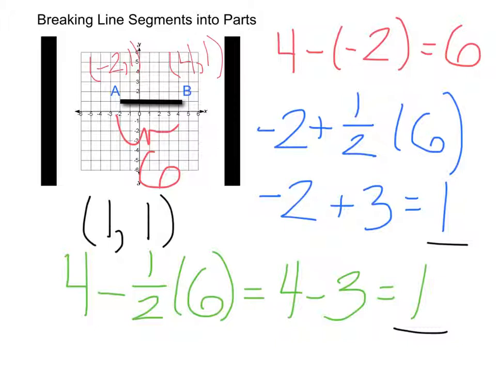But this problem is simple for two reasons. First of all, we have a horizontal line. It's only going left and right, it's not going up and down at all. Secondly, we were talking about the midpoint, the point that's halfway between A and B. But what if we want the point that's 3/4 of the way between A and B, or maybe 1/10 of the way between A and B? That's when the situation is going to get more complicated. Let's look at that on our next slide.